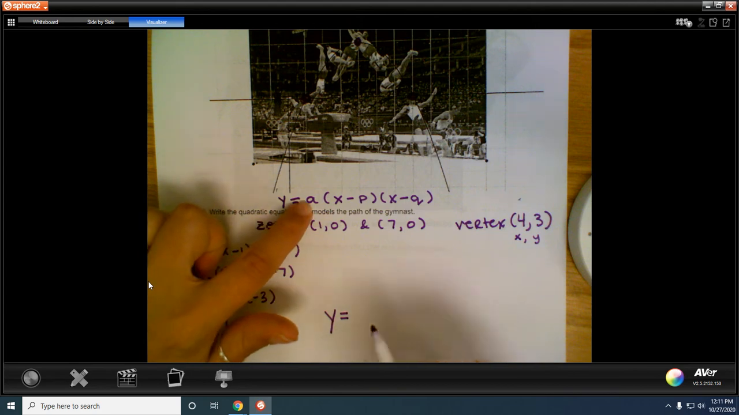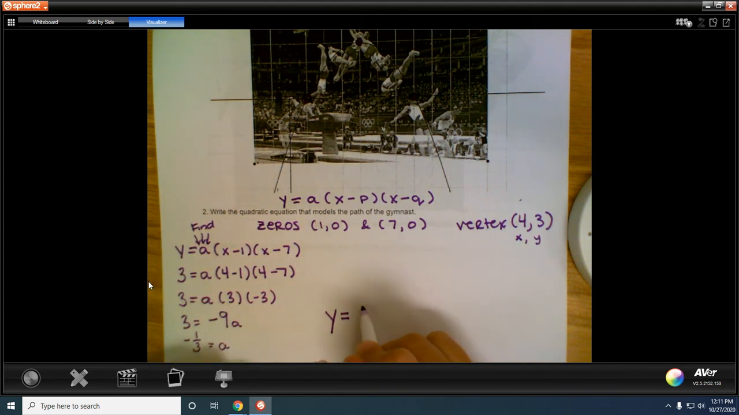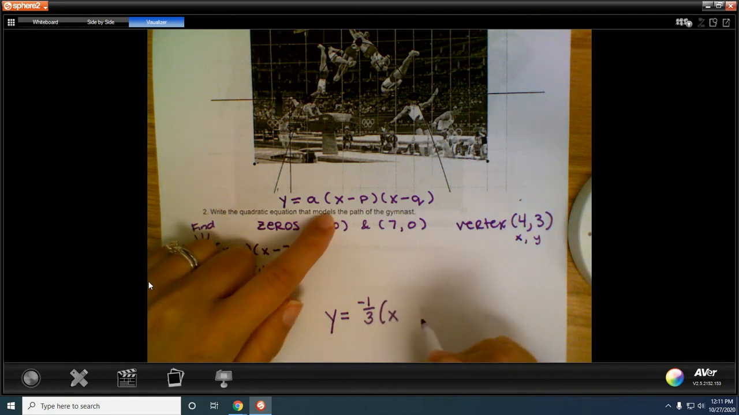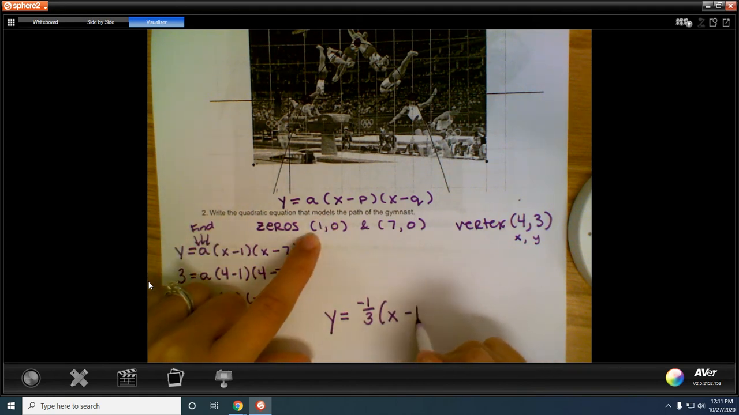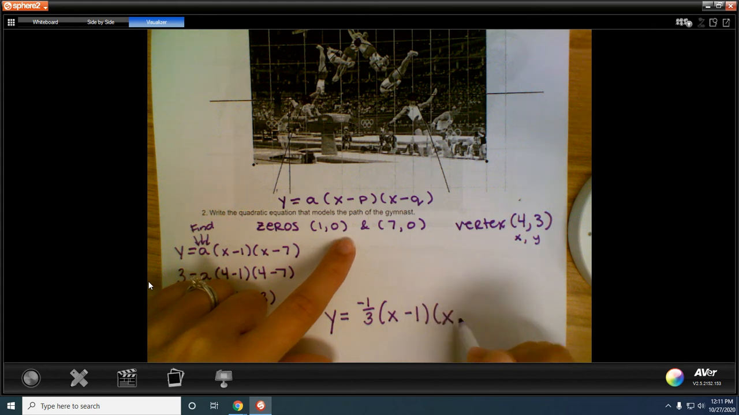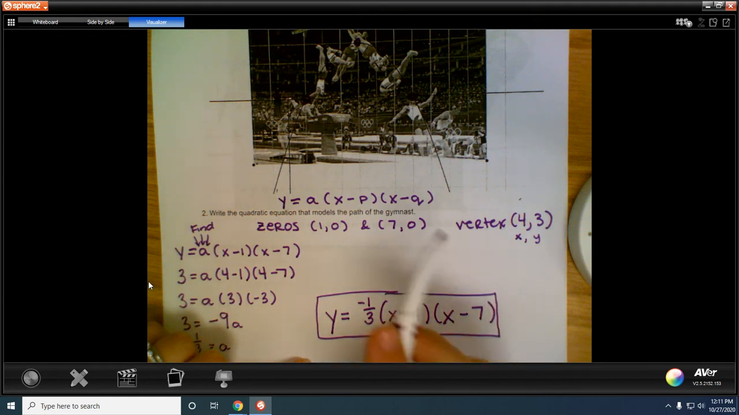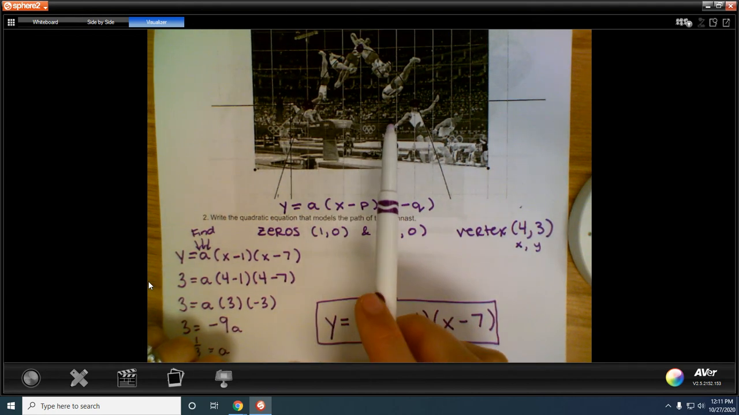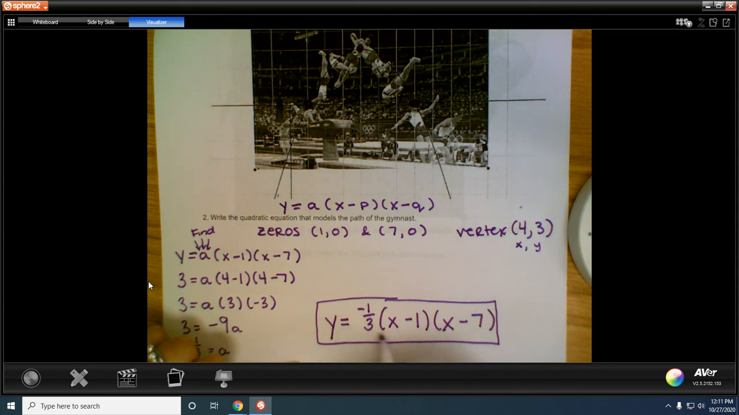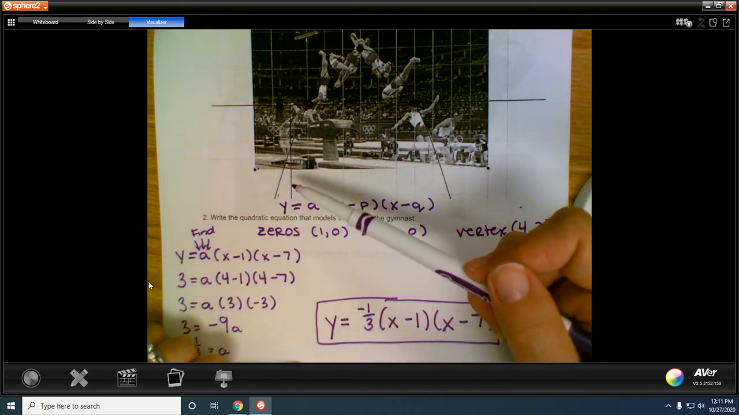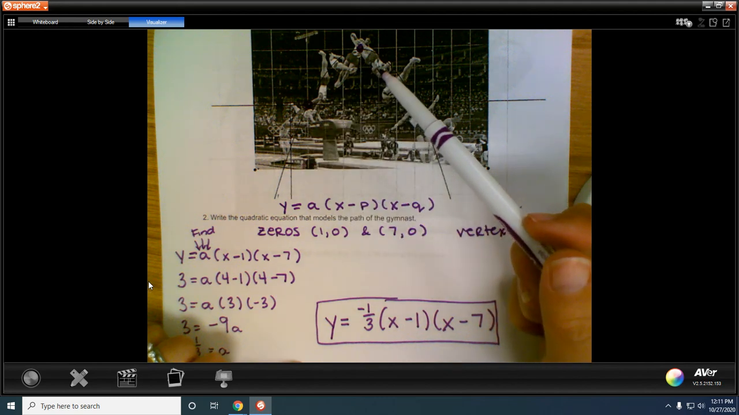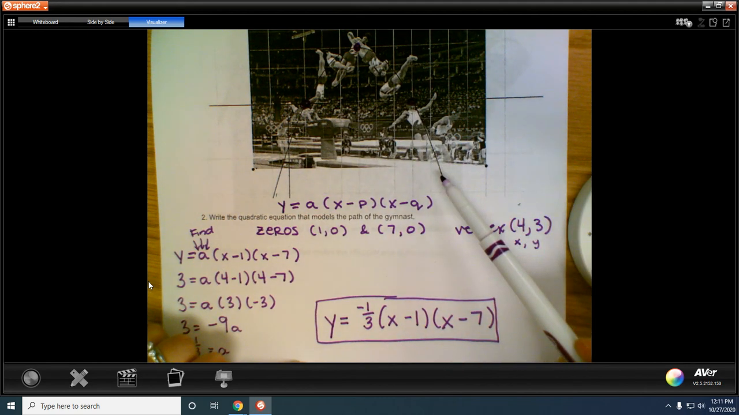So here's our y. Our a we found to be negative 1/3, times (x minus 1), and then (x minus 7). So now that means here is my equation that models the flippy guy. So if I was to type this into the calculator, type this into Desmos, I should get the same shape that models the trajectory of the gymnast.